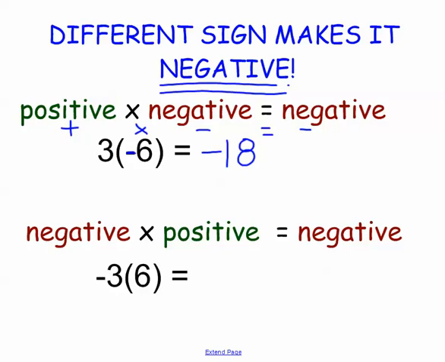The same thing works the opposite way. If I start with a negative number and multiply that by a positive number, my signs are different, so I'm going to end up with a negative answer. So if I begin with a negative 3 and multiply that by a positive 6, that's a negative times a positive, different signs, negative answer. 3 times 6 is 18. So you just multiply together the two numbers, then you figure out if it is a positive or a negative answer. Same signs, positive; different signs, negative.